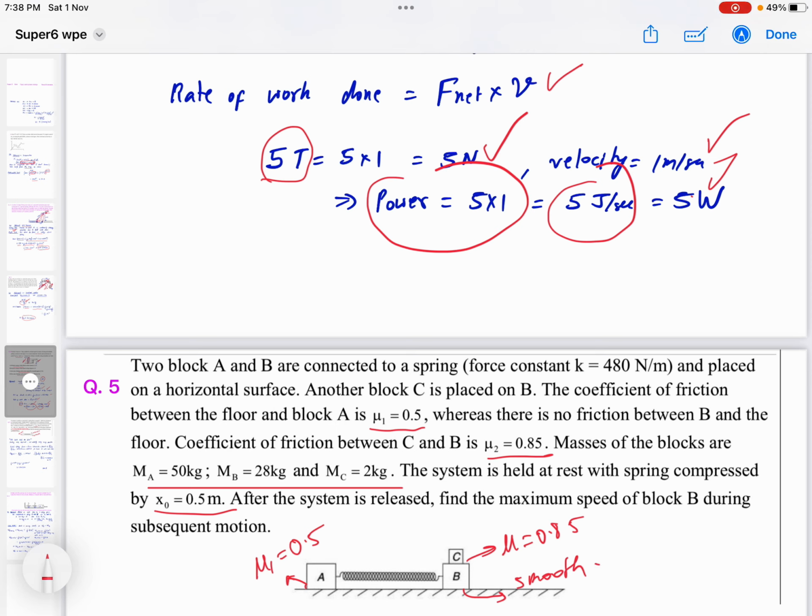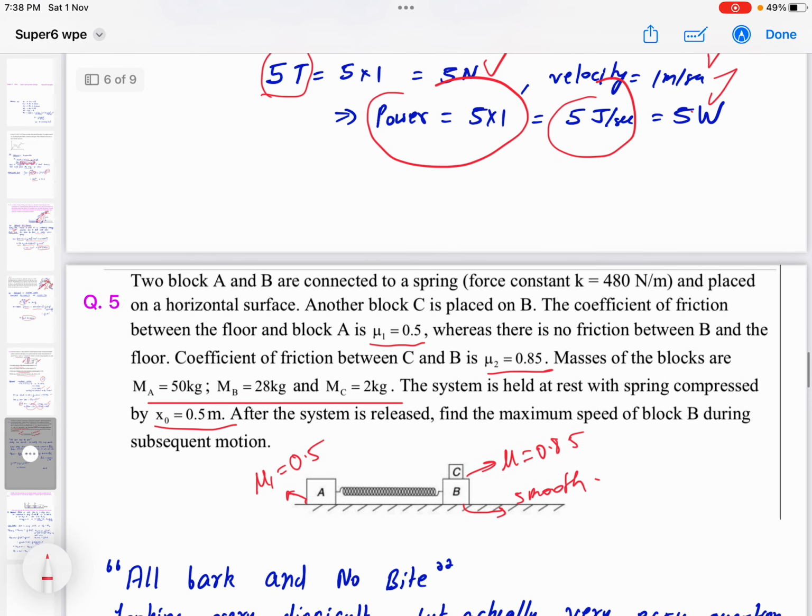For this question there is a perfect idiom I want to say: all bark and no bite, right? All bark and no bite. You should be ready for these kinds of questions also in JEE Advanced. In actual JEE Advanced, you should be ready for this type of question, where on the basis of the data given or the situation it looks very difficult, but when you go on trying the question, it actually becomes very simple.